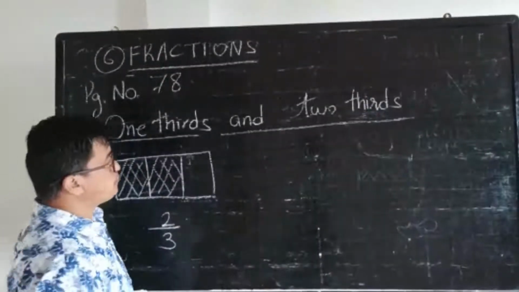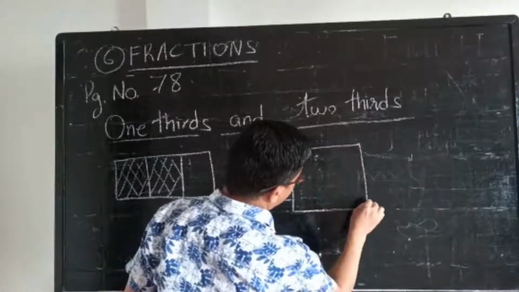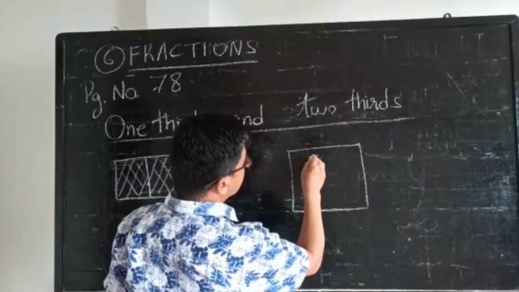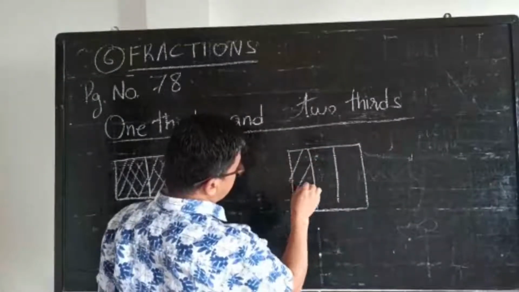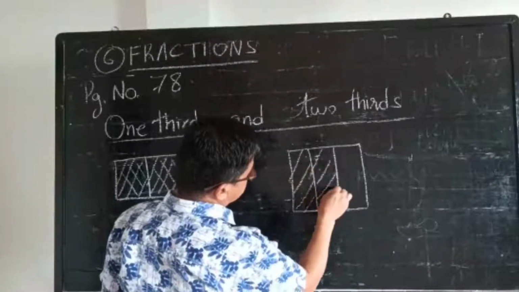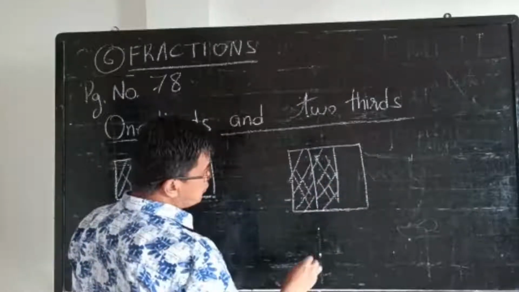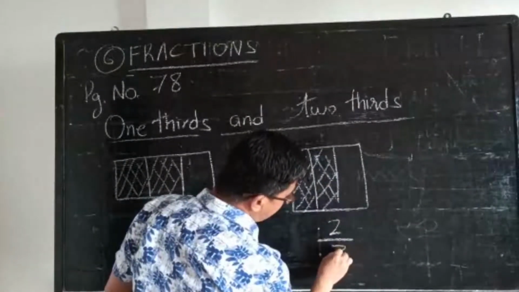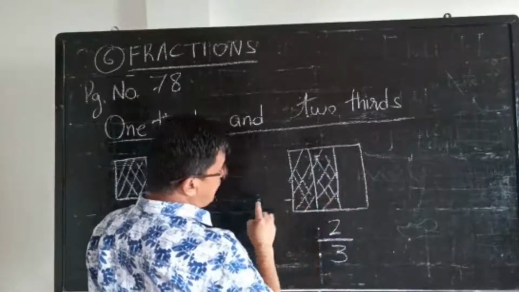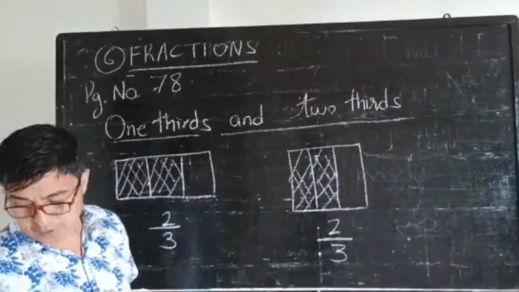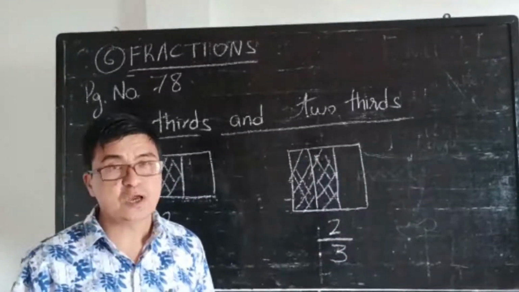Next, again, we will take the square here. Again, we divide into 3 parts: 1, 2, 3. Out of 3, again we shade only 2 parts. How many parts are shaded? 2 out of 3. This one is 2/3. Now we have got 1/3, 2/3, and half.